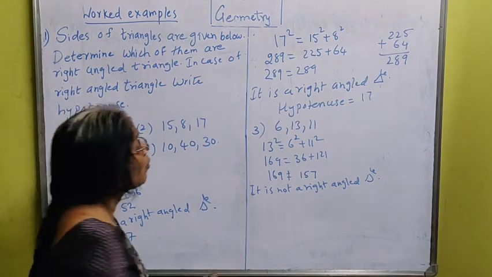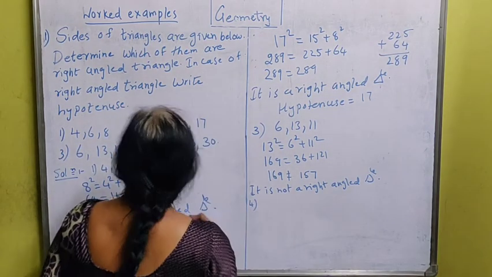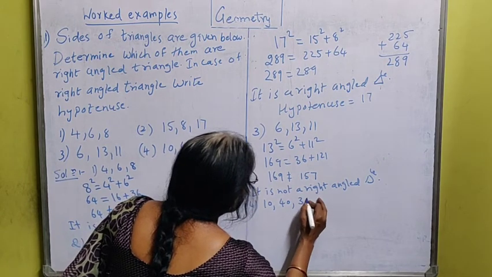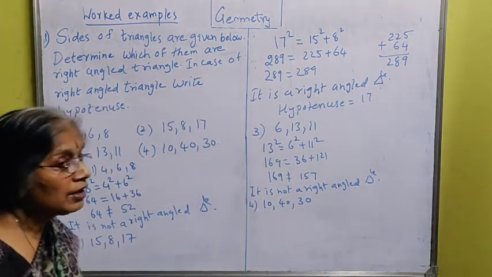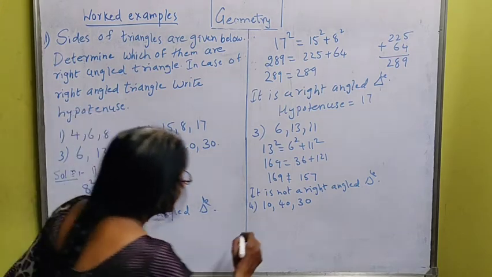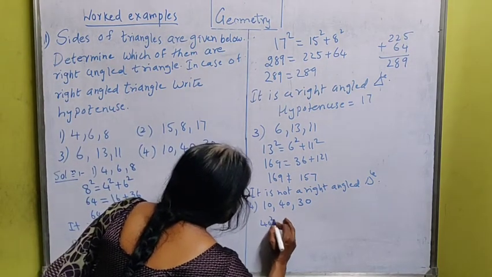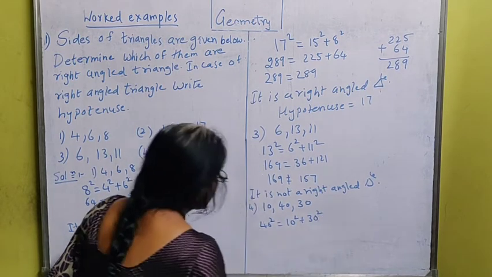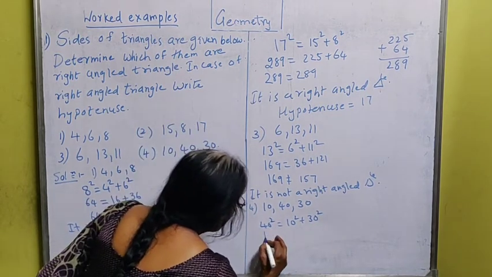So what is the last, fourth option given to us? 10, 40 and 30. So what do you have to prove? Which is the highest number? 40. So you have to prove 40 square is equal to 10 square plus 30 square. 40 square is 4 fours are 16.